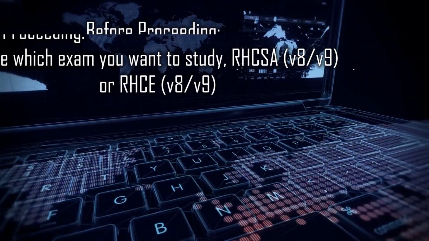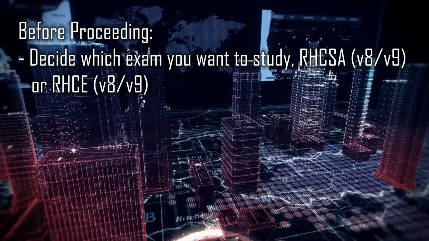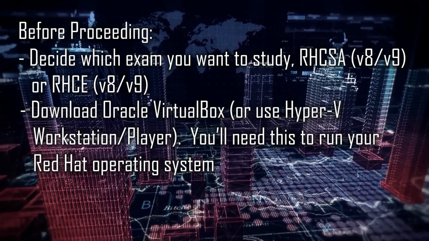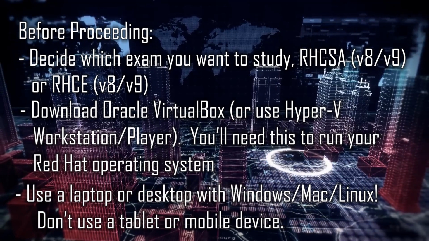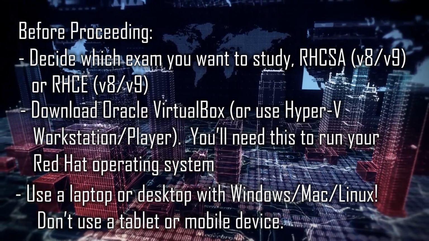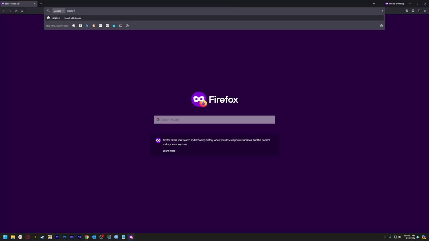Before diving into your RHCSA exam preparation, ensure you've decided on which version to study. In this video, I'll demonstrate using the Red Hat 9 version, the latest available. However, you can opt for version 8 if you prefer, as the differences between versions are subtle. You'll need a desktop or laptop with Windows, Mac, or Linux installed. If you have Red Hat 8 or 9 installed, you're set. But if you're using Ubuntu or another OS, follow these steps.